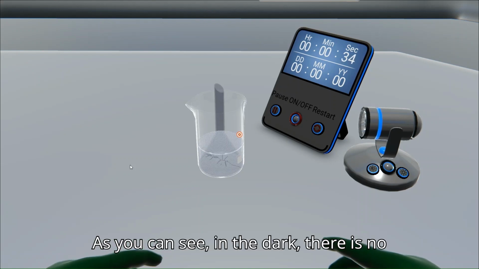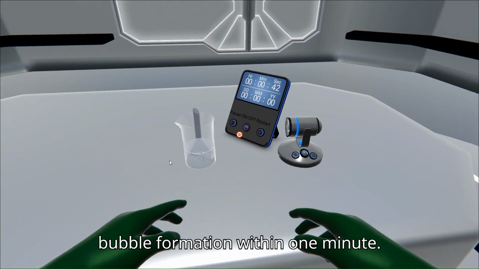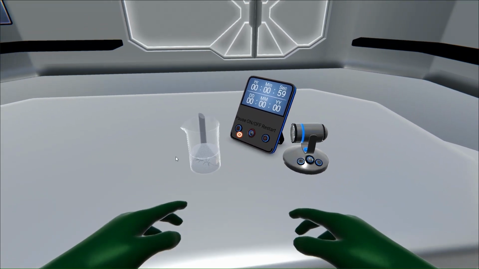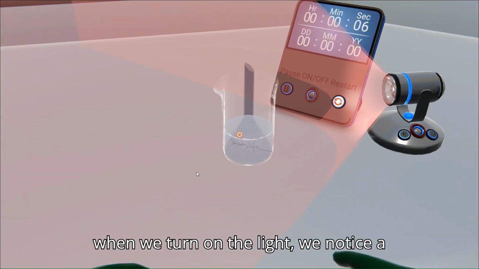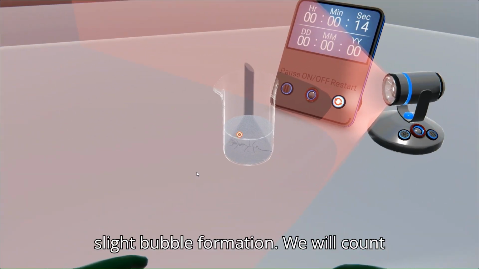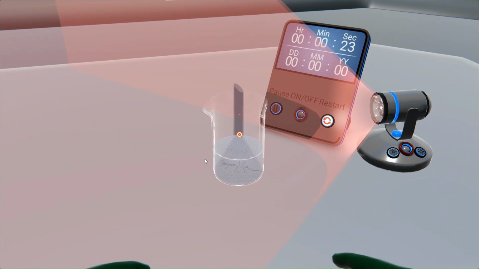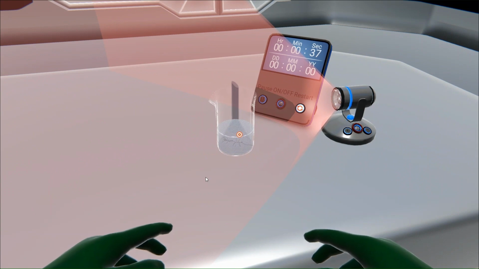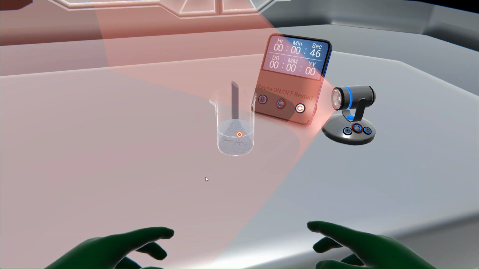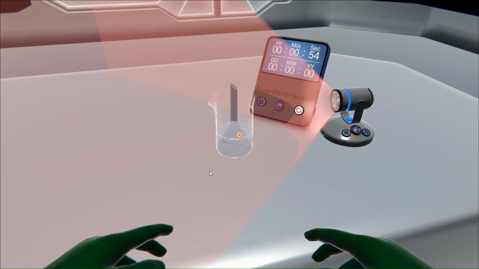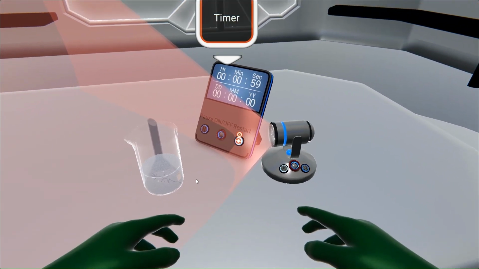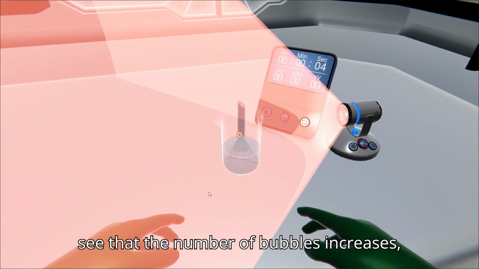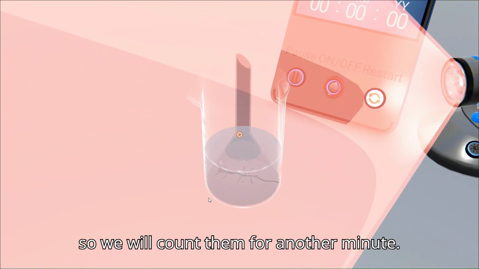As you can see, in the dark, there is no bubble formation within 1 minute. However, when we turn on the light, we notice a slight bubble formation. We will count these bubbles for 1 minute. If we switch to higher intensity light, we see that the number of bubbles increases, so we will count them for another minute.